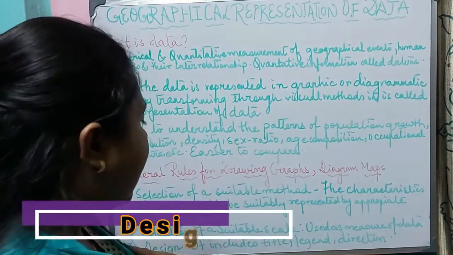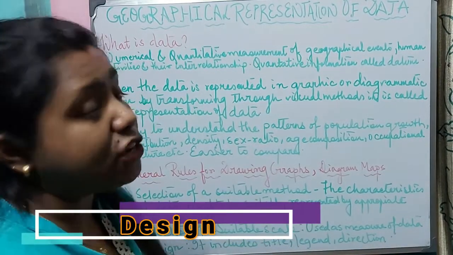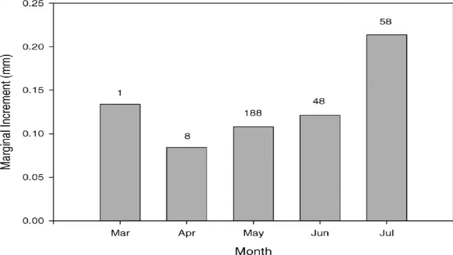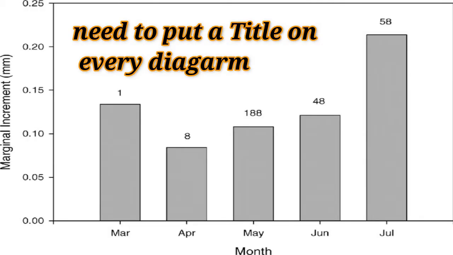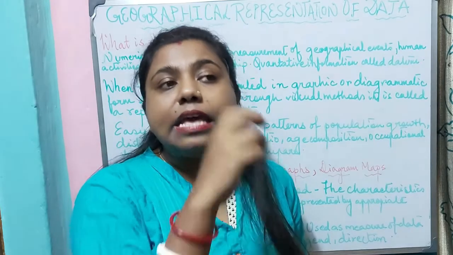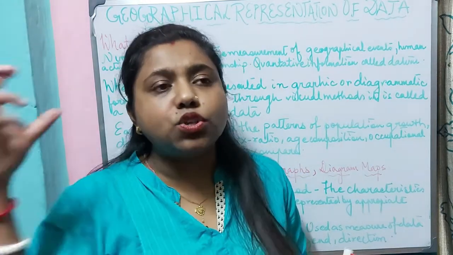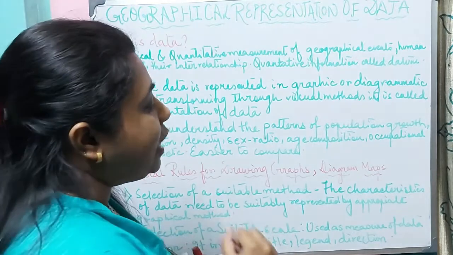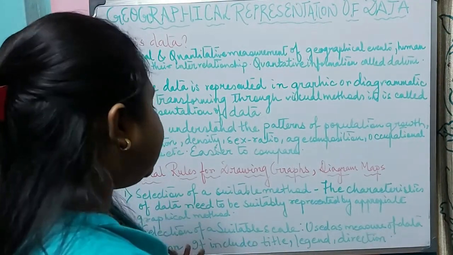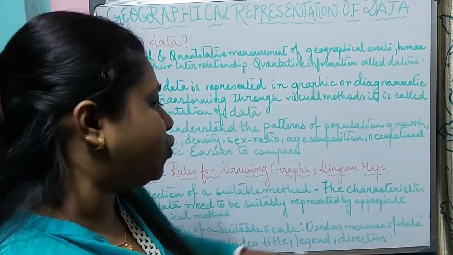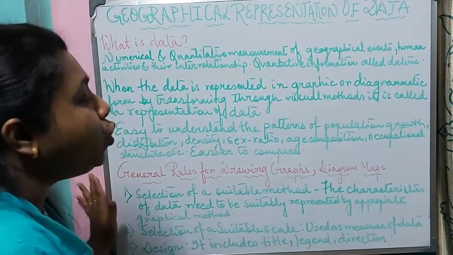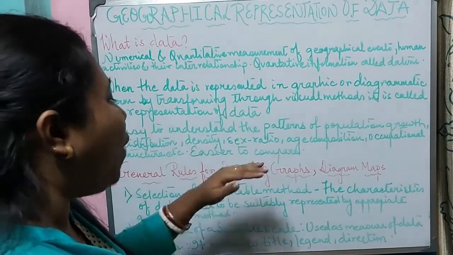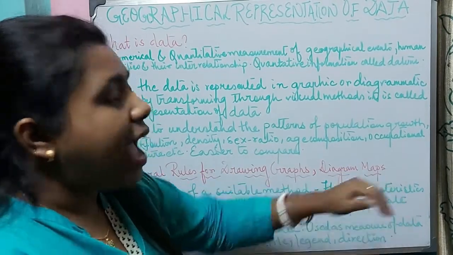Number 3 is design. In design, it includes a major part, that is title. After the diagram, we need to put the title of every diagram. Suppose you are doing a simple bar diagram, so we need to put a title, simple bar diagram showing rainfall in some parts. We need to put a legend. We need to put a direction. So in design, it includes title, legend, direction. And all these are general rules which we should follow while drawing graph, diagram and maps.